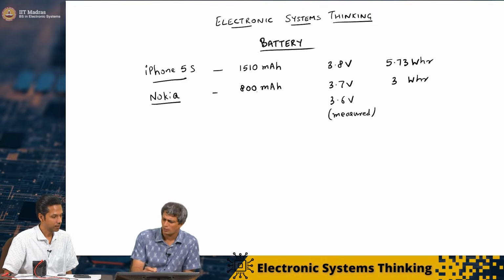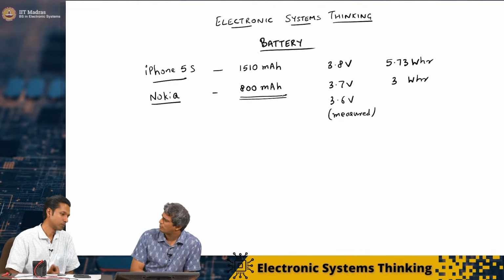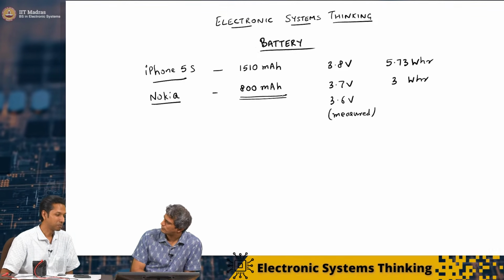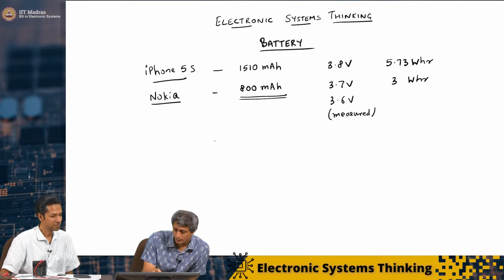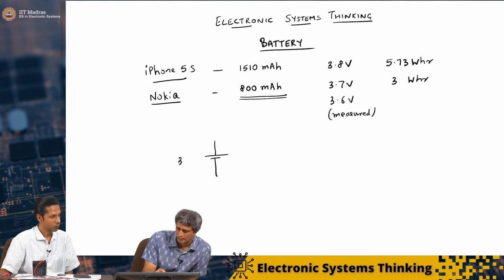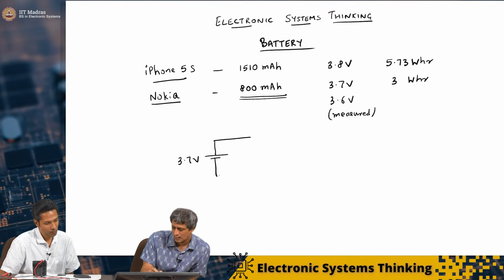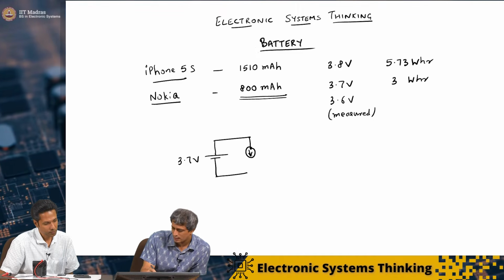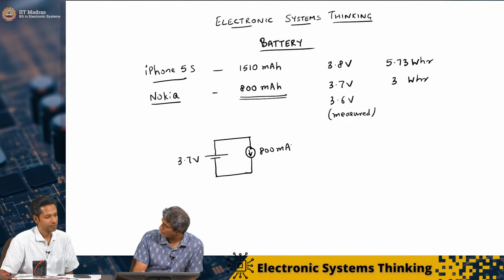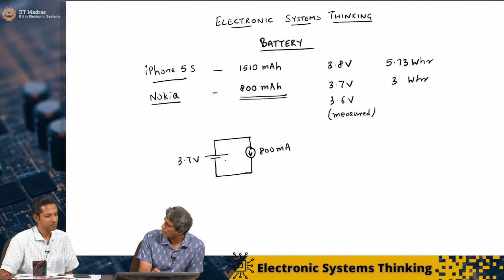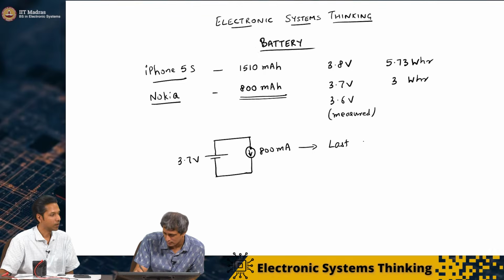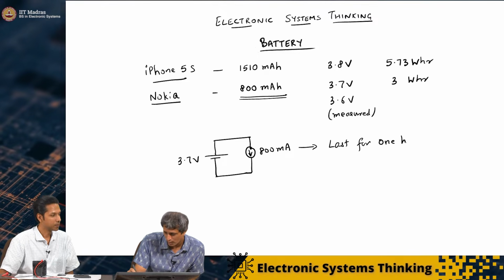But what does this number mean, Bobby? 800 milliamp hours. So it can give maybe 800 milliampere for an hour. Okay, so you're saying that if I have a battery, which is of course represented with this symbol, and this is about 3.7 volt, and if I connect a device that is going to draw 800 milliamps, then this battery will last for 1 hour. Yes.